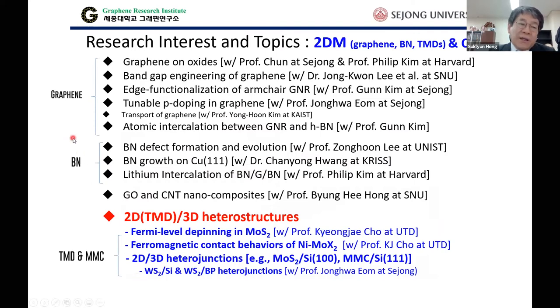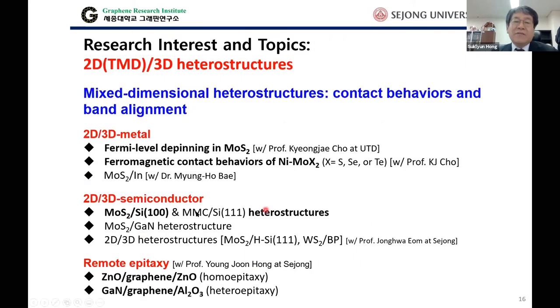And in graphene research, so far I focus on the growth mechanism and the band gap engineering. And for the boron nitride case, I focus on the defect formation and boron nitride growth on the copper surface. And also the TMD materials, we focus on the 2D, 3D heterostructure research, focus on the Fermi level depinning and the ferromagnetic contact behaviors. And this is the list of today's presentation topics.